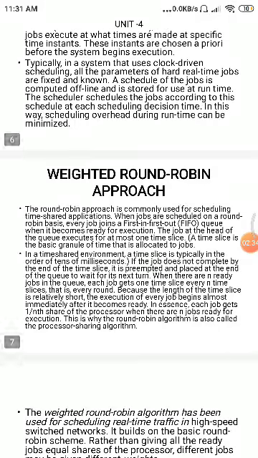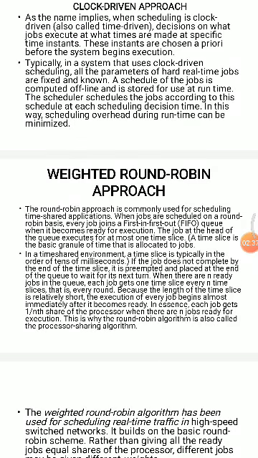So what is meant by the weighted round robin approach? The round robin approach is commonly used for scheduling time shared applications. When jobs are scheduled on a round robin basis, every job joins a first in first out queue when it becomes ready for execution. The job at the head of the queue executes for at most one time slice. In a time shared environment, a time slice is typically on the order of milliseconds. If the job does not complete by the end of the time slice, it is preempted and placed at the end of the queue.